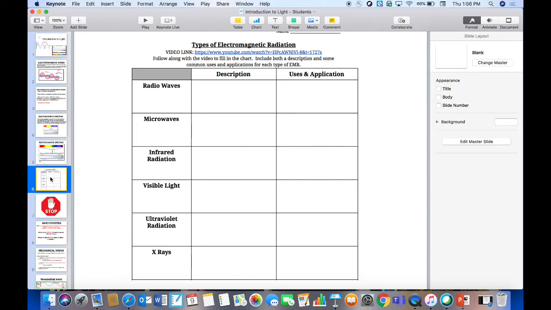You are going to submit into Canvas a picture of your typed or written version of that video guide. All right? That video guide is going to be due in Canvas by 3 p.m. on Friday, April 17th. Whether you type or you write, you're going to take a quick picture and you're going to file upload.